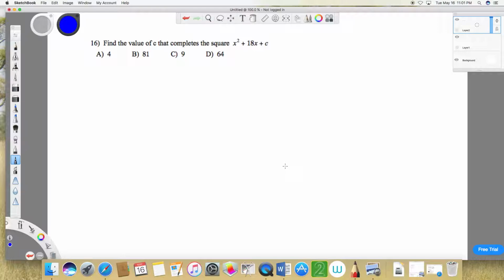The technique that we use to find this value of c, first of all, it has to be in descending order. The expression has exponent 2, and over here the exponent is 1. And you focus your attention on the coefficient in front of that x term, 18. And you take half of 18. So use the calculator if you need to, but 18 divided by 2 is 9.